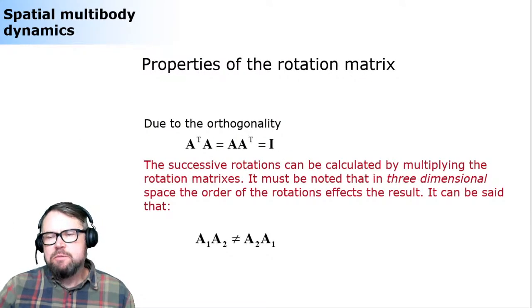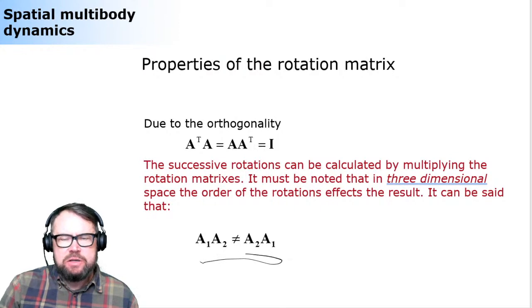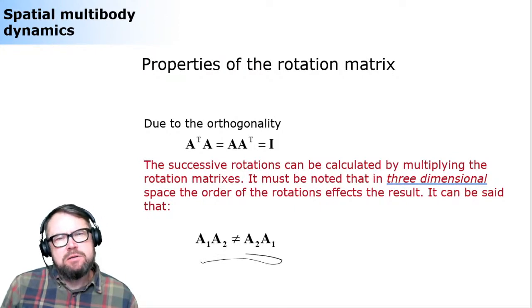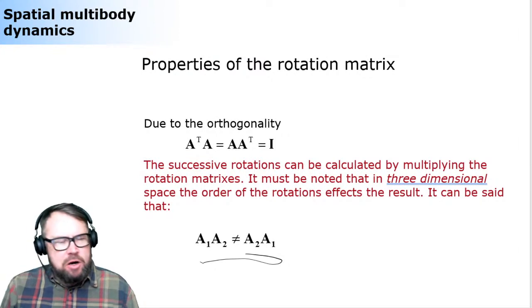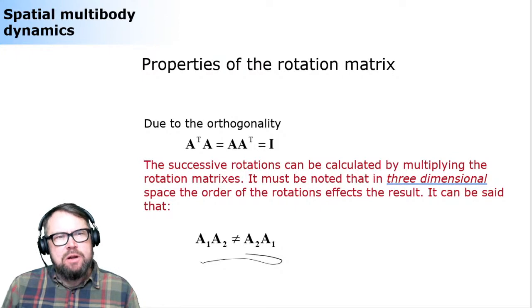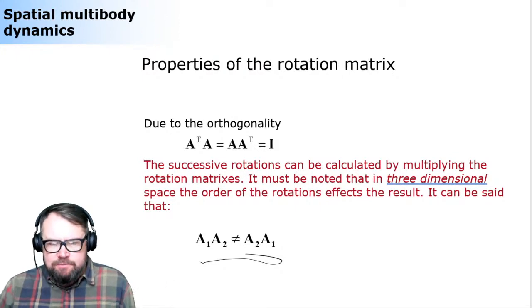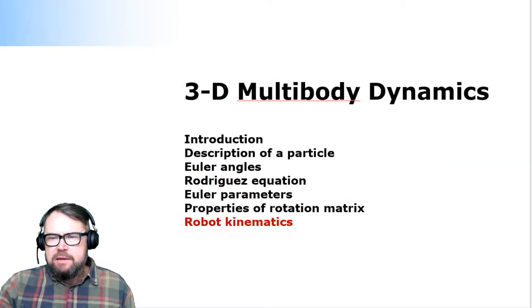Okay, and I also mentioned earlier that in three-dimensional space, the order of rotation is something you cannot change. You can make an experiment easily by taking a box-shaped body and rotating it first about the x-axis and then the y-axis, and do the same by using y first and then x, and it will have a different final configuration. So that's about the properties of the rotation matrix. Next, robot kinematics.